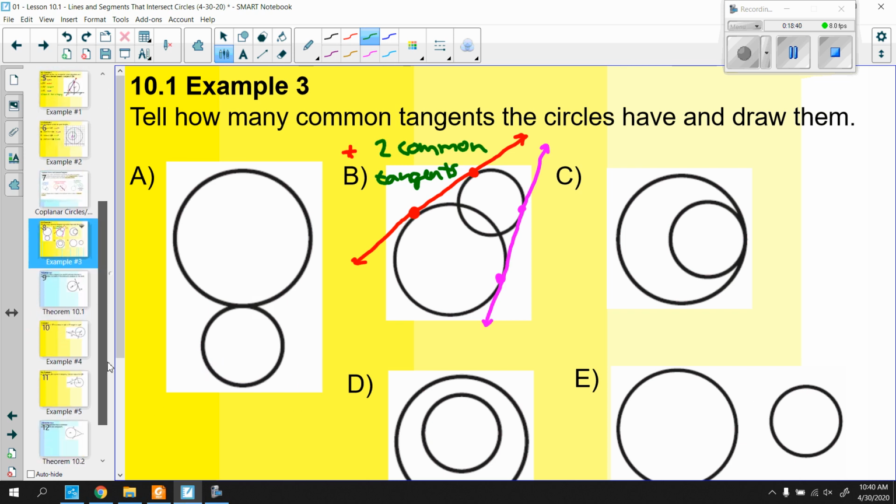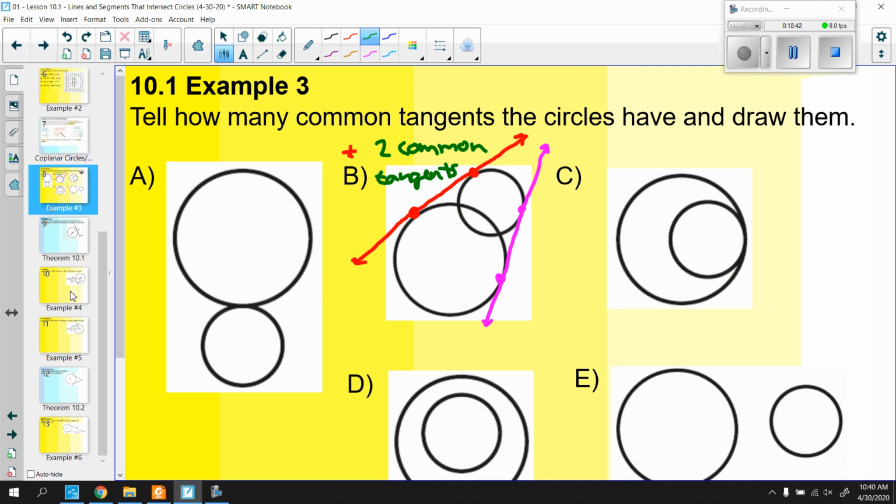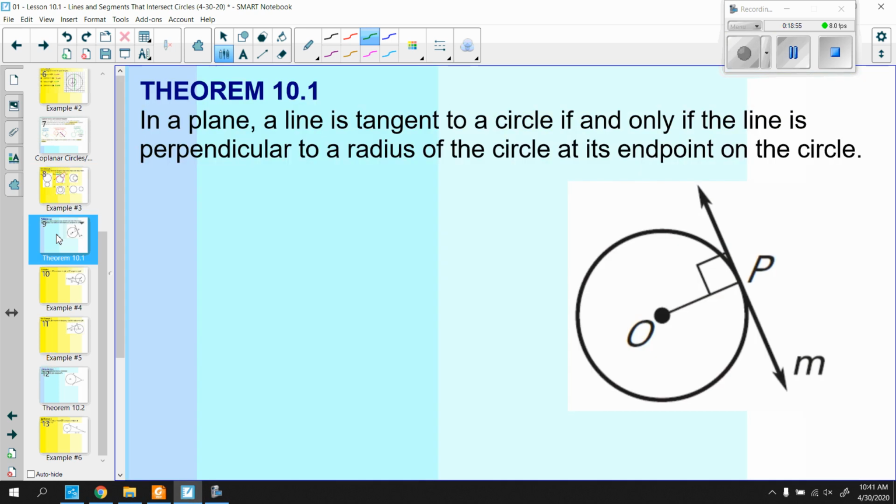All right, the last portion of this, you can see I only have 1, 2, 3, 4, 5 more. It's really just 2 notes and a couple examples that go with them. Okay, so let's try to keep it a little bit shorter than some of the other ones. Let's finish this up. So the first theorem that we look at is theorem 10.1. It's still continuing that idea of a line or ray that's tangent to a circle.